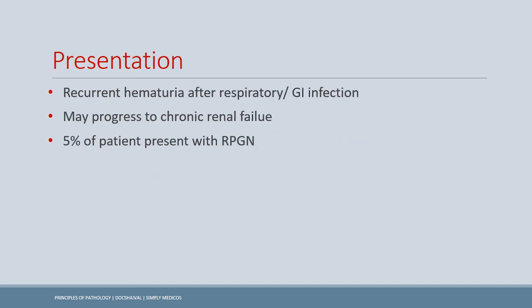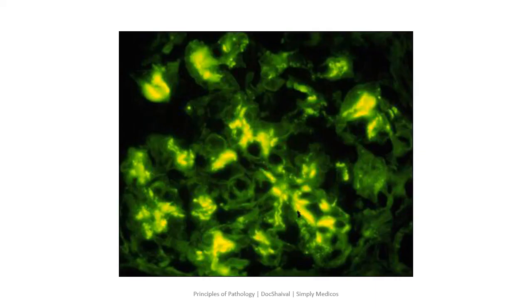Okay. Now, the presentation of the IgA nephropathy would be with the recurrent hematuria, because after the infection in the respiratory or GI tract, which have mucosal surfaces, and those surfaces have the IgA, we would see the nephropathy. A certain set of patients have CRF progression, that is renal failure, and sometimes it may progress to RPGN also. In the immunofluorescence pattern, we see a mesangial widening. Okay, and that is again the characteristic feature of IgA nephropathy.